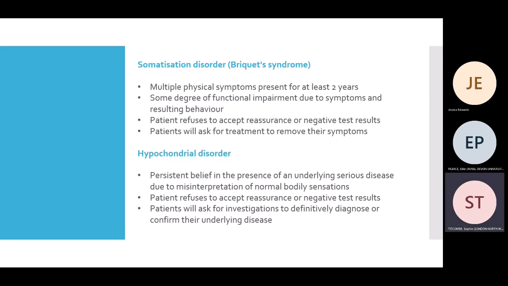So the difference between somaticization and hypochondrial disorder is, in hypochondrial disorder, you think that you've got something really wrong with you, some sort of deadly illness, whereas in somaticization, there is distress associated with your symptoms, but you don't necessarily think that you've got a very particular condition, which is what we tend to see in patients who have hypochondrial disorder.